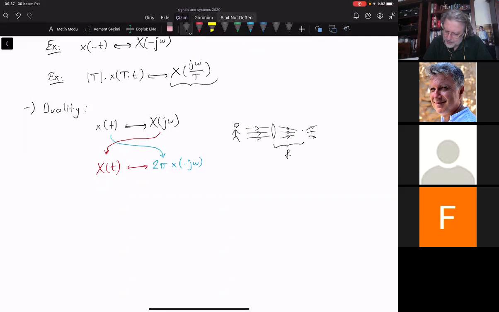But at twice the focal length, if you put a curtain or something like that, you will see that you observe this person like this, okay? It is regenerated.